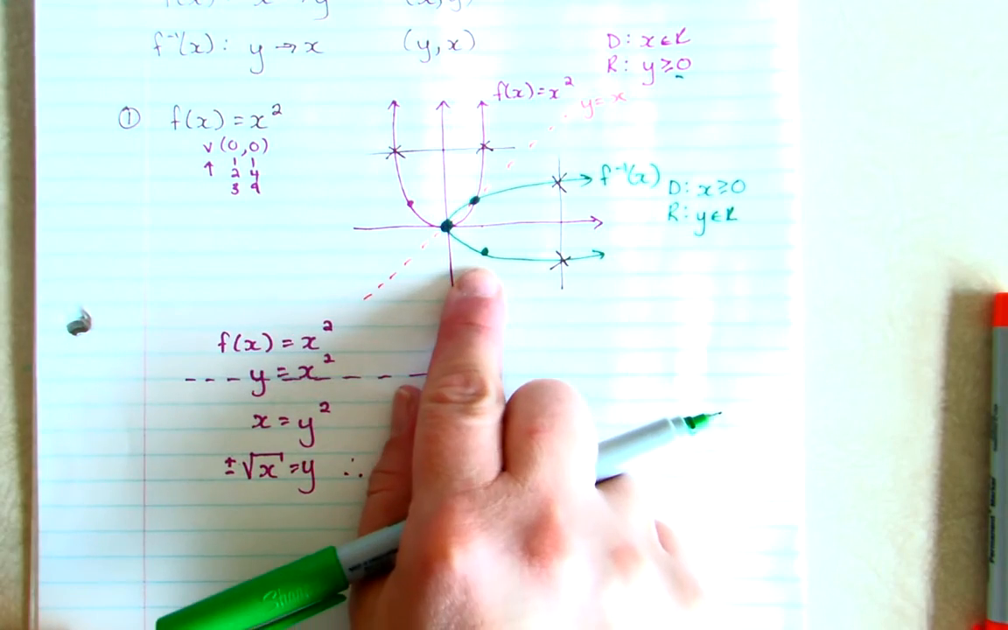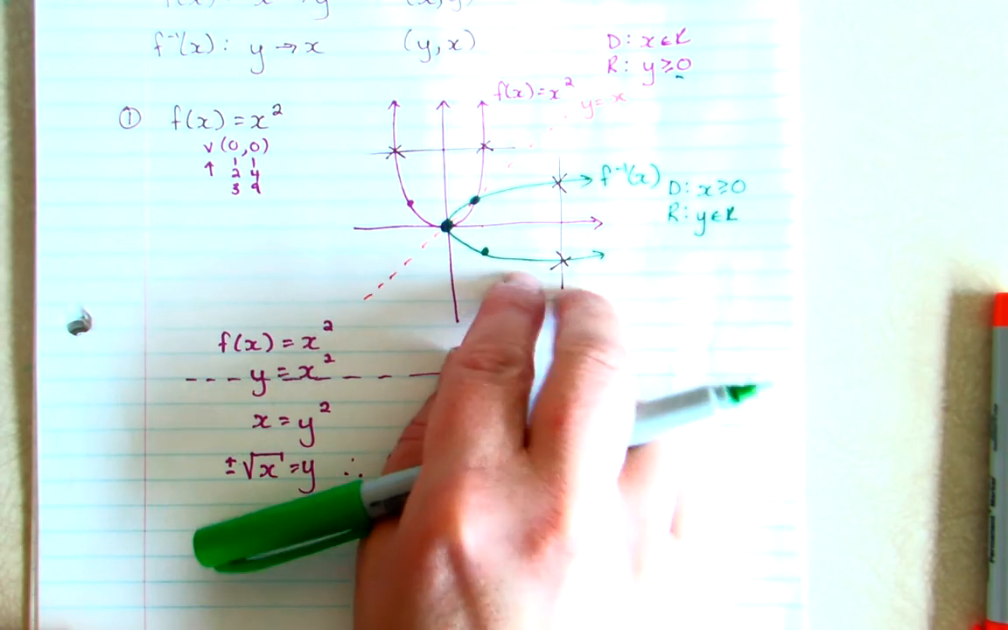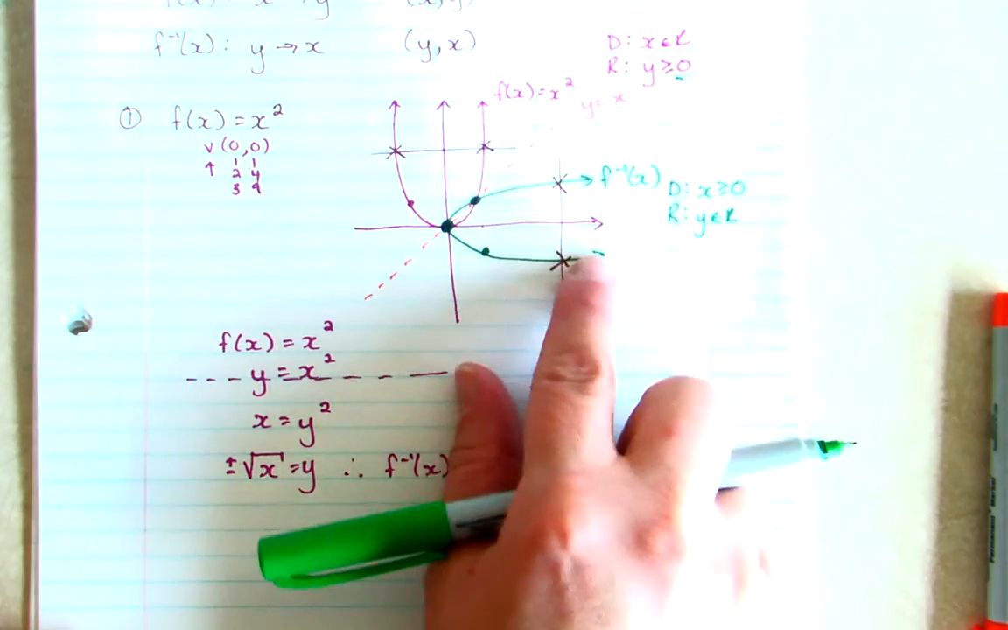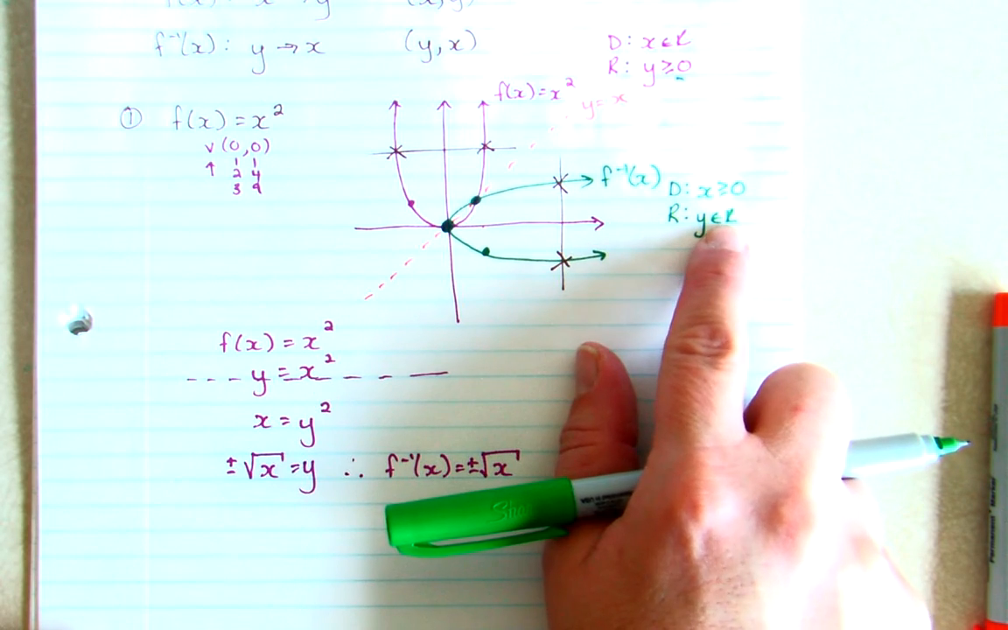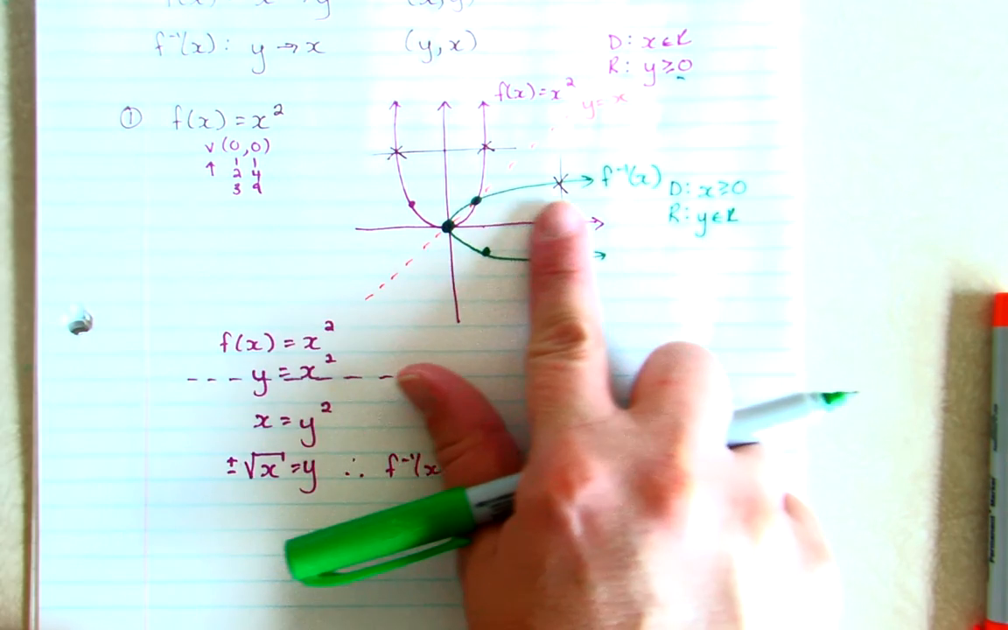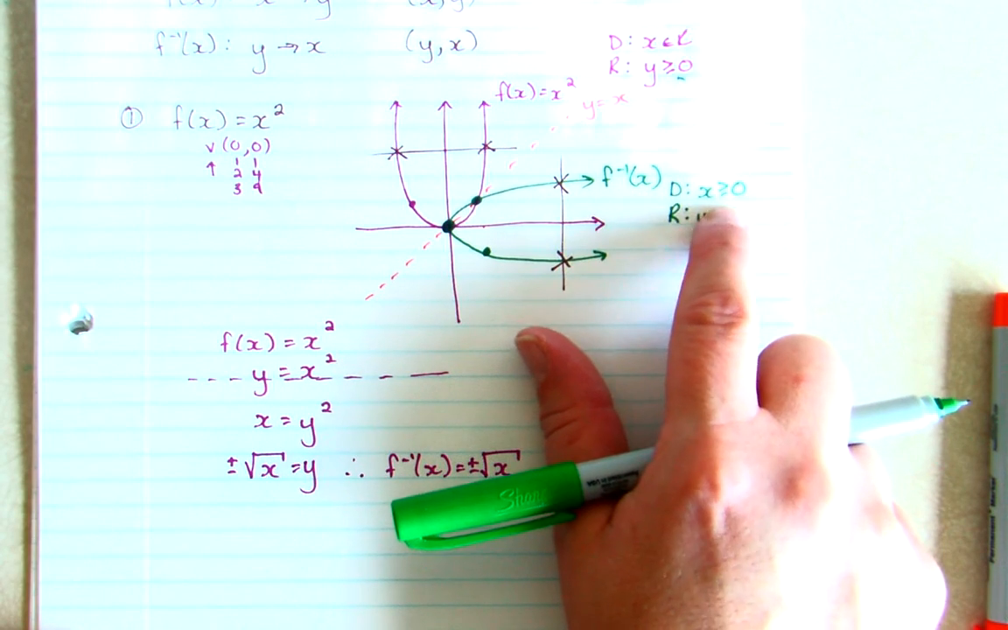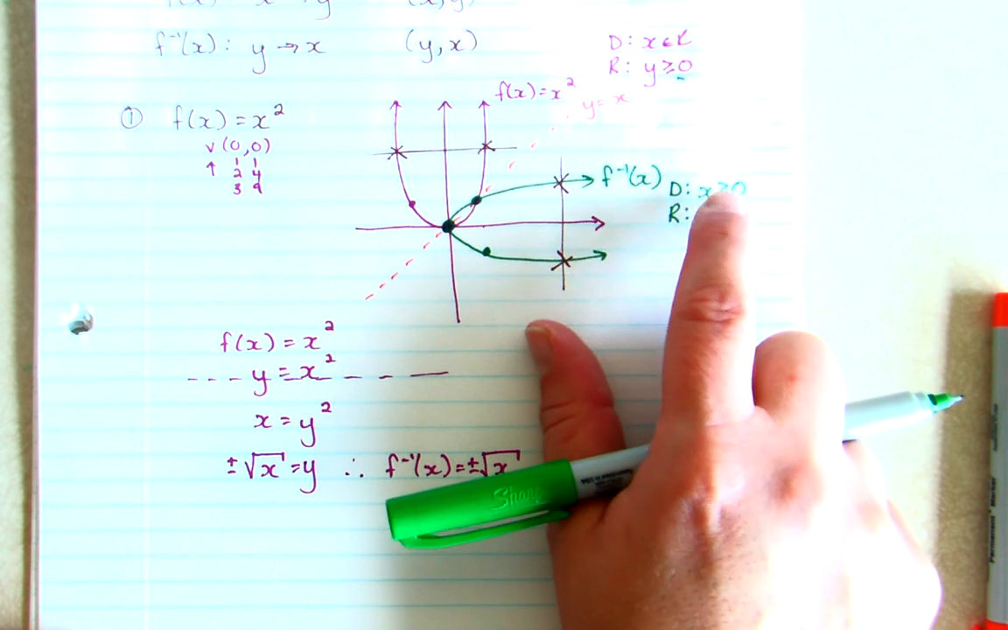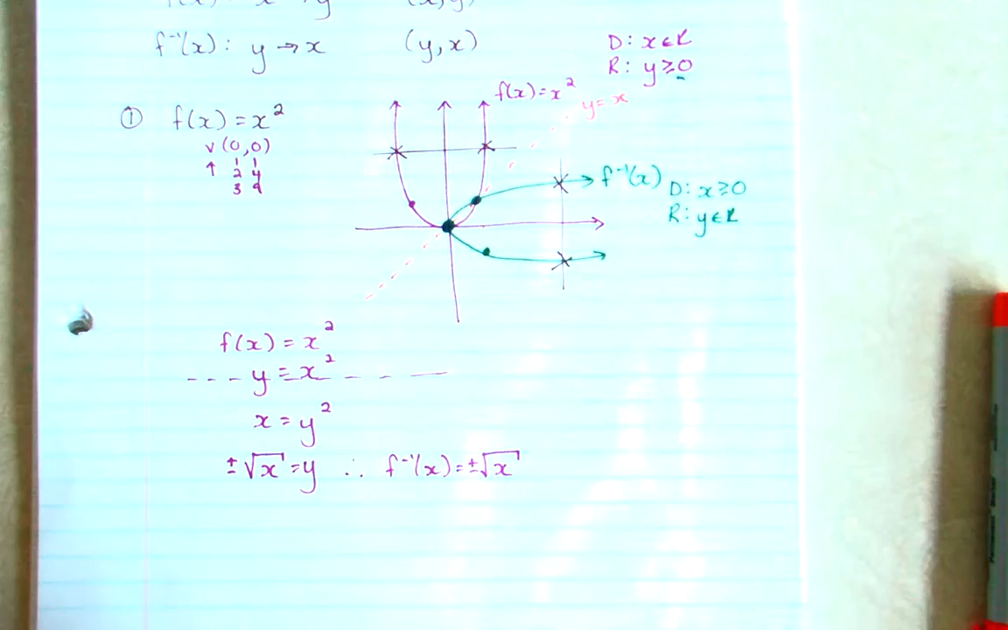And if we compare that to the green graph of the inverse, eventually it will open all the way up and all the way down, which matches y ∈ ℝ, and it starts at 0 and goes to the right only, which matches x greater than or equal to 0 for the domain.